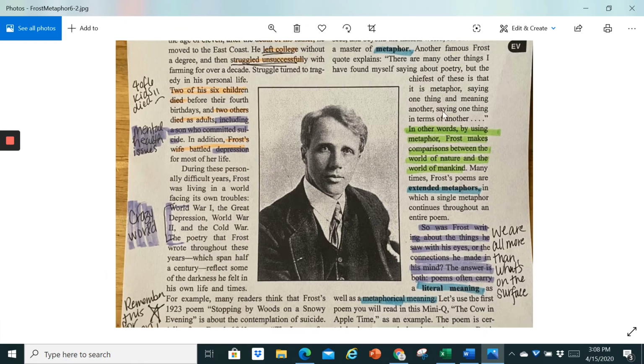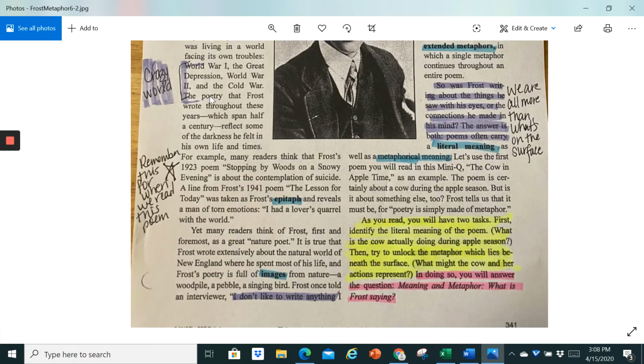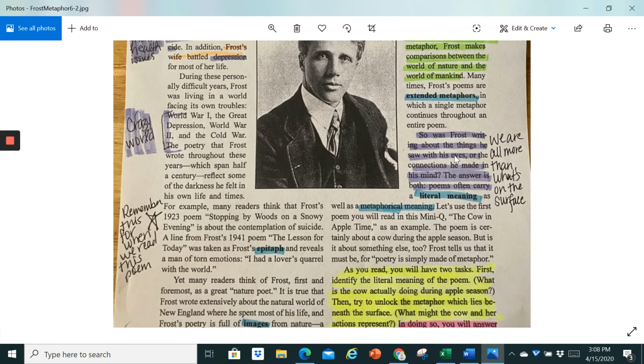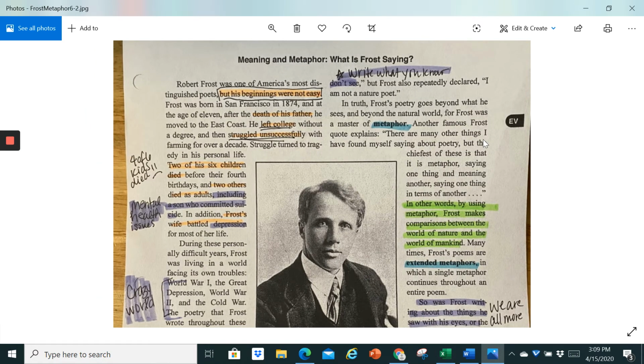All right. So the next words that we have are metaphor and extended metaphor. A metaphor, like we just read, is a way of saying something that isn't literally true. He didn't have a lover's quarrel with the world. He had a lot of little disagreements with the world, but in the end, decided that the world was okay and the world decided he was okay.